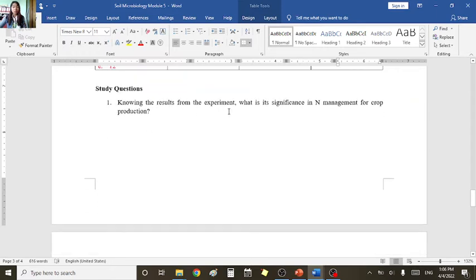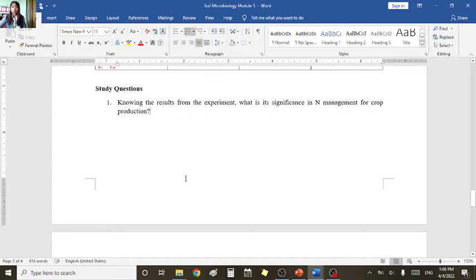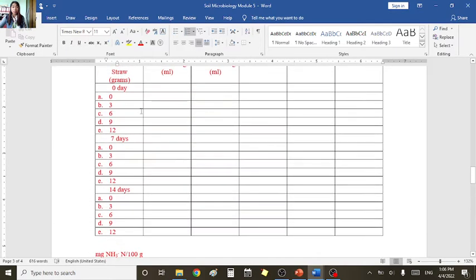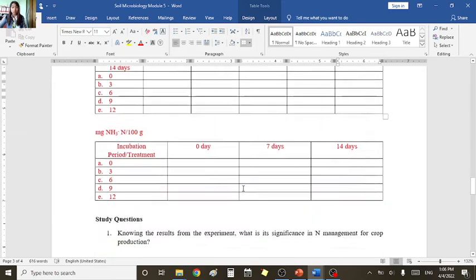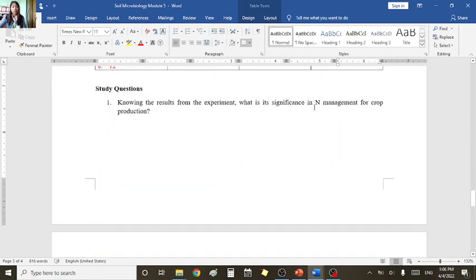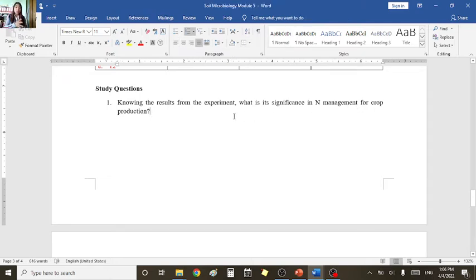So, knowing the results from the experiment, what is its significance in nitrogen management for crop production? Okay, ano ba yung result na sinasabi natin kanina? Yun nga, kapag nag-i-increase ka ng organic matter tapos with high CN ratio pa, yung ammonia formation will decrease. Okay, what is its significance in nitrogen management for crop production? So, i-relate ninyo in practical situation, okay? So, ano yung significance na?